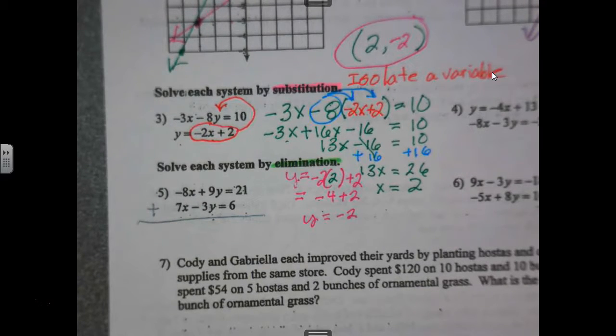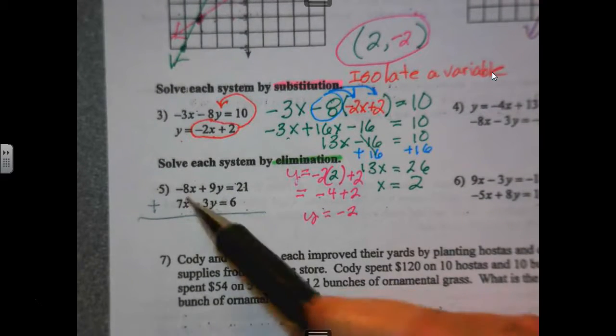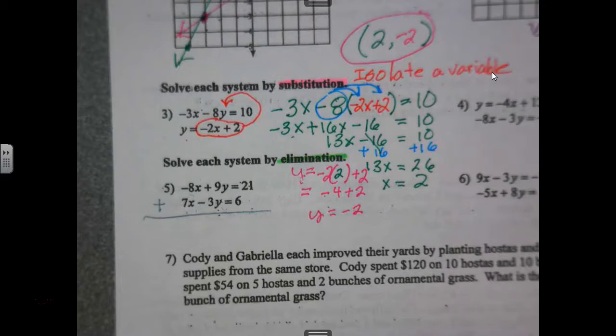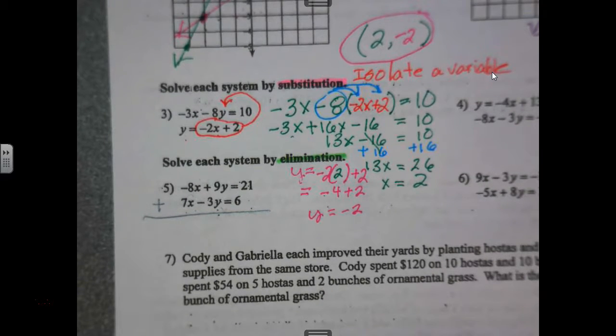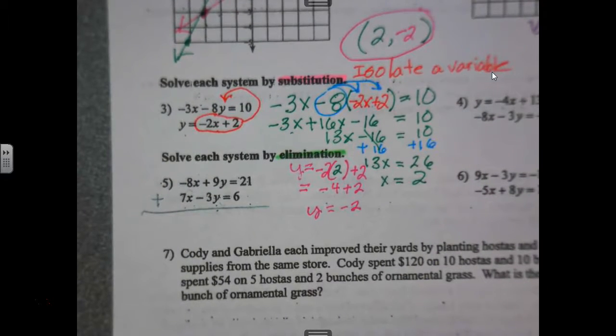This particular example, you're not going to be able to eliminate when you add these together. So you're going to have to multiply one of the equations or both of the equations by a number so that when you add them, you eliminate one of the variables. Now, let's look at number 6.